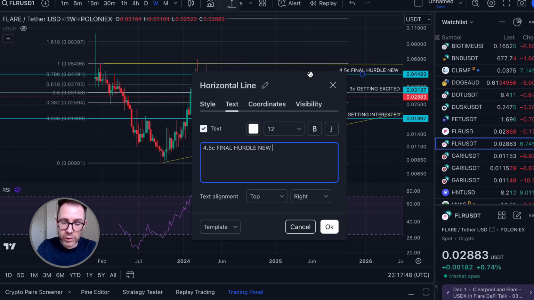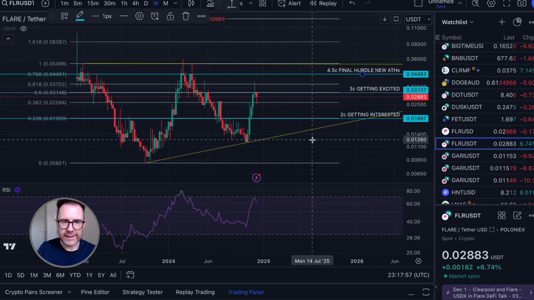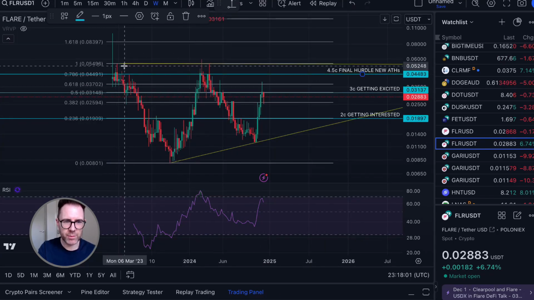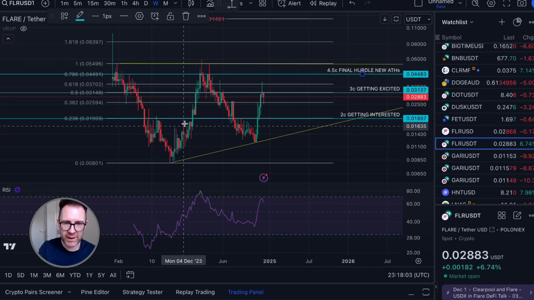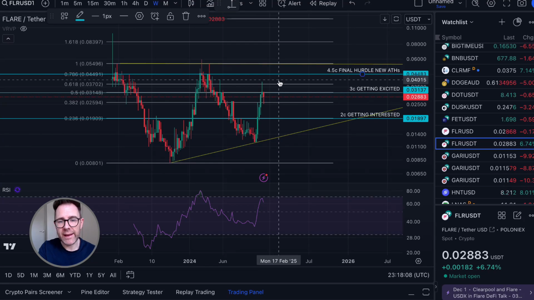Final hurdle, new all-time highs, okay? That is there. You always got to watch out for the double top. That's kind of like the double top though. Triple tops usually aren't a thing. So there, that's your double top. Triple tops, you might find some resistance here and then back down.